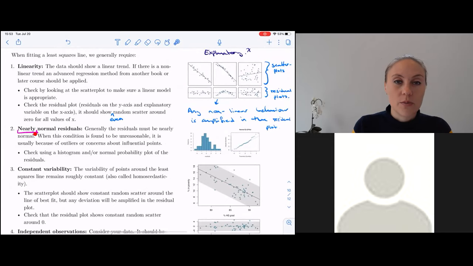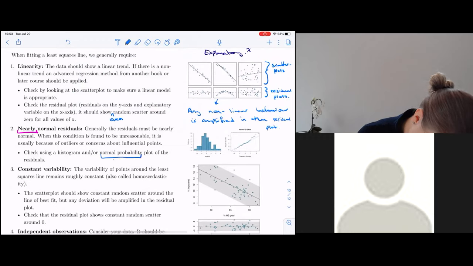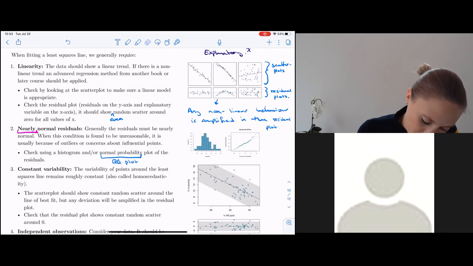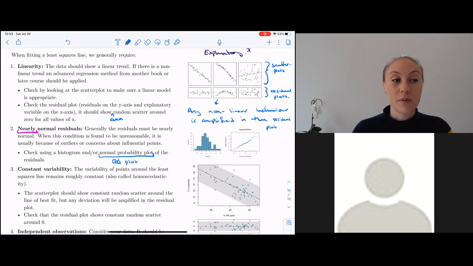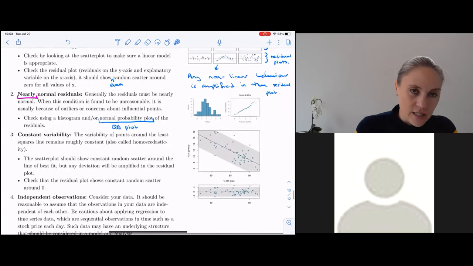So nearly normal residuals, that's the condition that we're checking and it looks okay. Right. So you can check it using a histogram and or a normal probability plot, which is a QQ plot. Okay, so that's your second condition that you're checking.